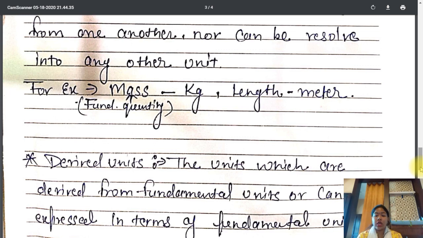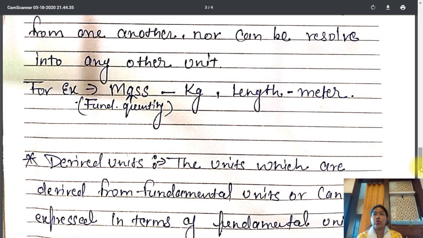Suppose, for example, we want to calculate the mass of an object. What will we do? We will take a physical balance, and we can directly measure the mass of that particular object. If we simply want to calculate the length of a small strip, what will we do? We simply take a meter scale and we can measure the length of that strip. Now the second example.